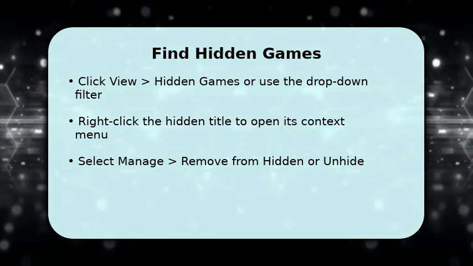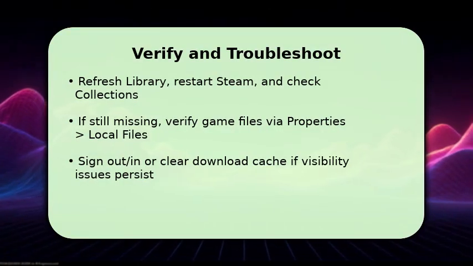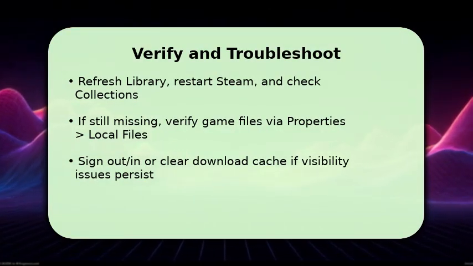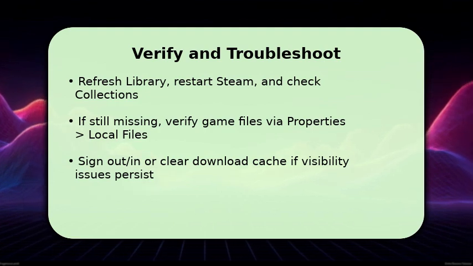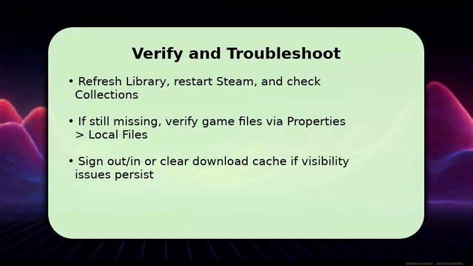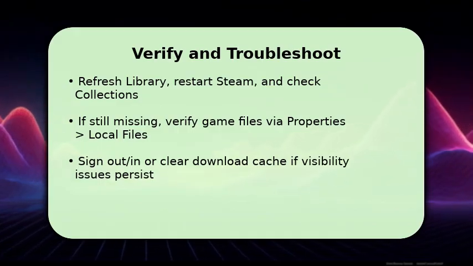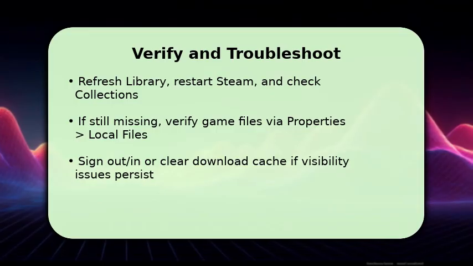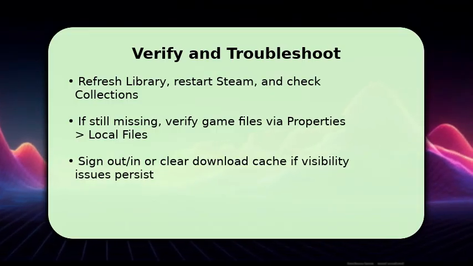After unhiding, refresh the library view and restart Steam to confirm changes. Many visibility issues resolve with a simple restart. If a title still doesn't show, right-click it in Hidden View or Search, open Properties, and verify game files to prompt Steam to reindex the entry.